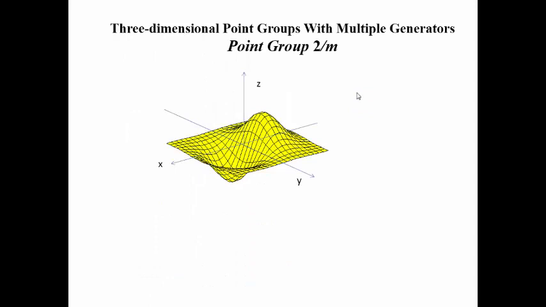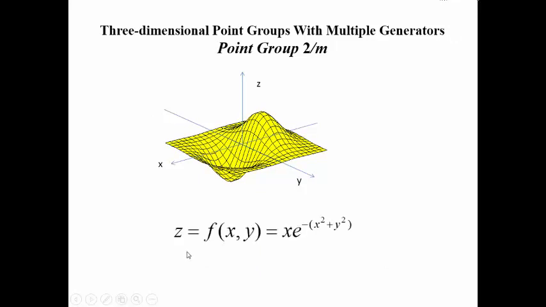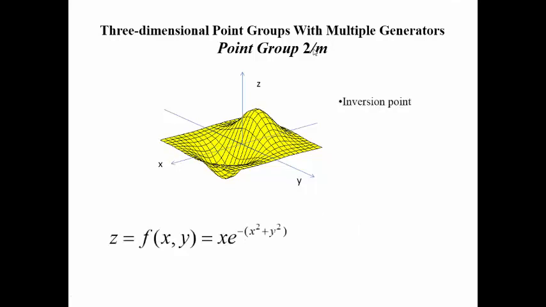Now let's look at point group 2/m, which is a point group of half the class, and it's a point group with multiple generators, and we're going to represent it by a function. So here we also have our molecule for representation, and here's our function. The function z is equal to f of x, y, x times e to the minus x squared plus y squared. Now, this 2/m is going to have a twofold, a mirror, and a generated inversion, and we can check all those out. First of all, we have the inversion point, the mirror, and the twofold, which we will look for.